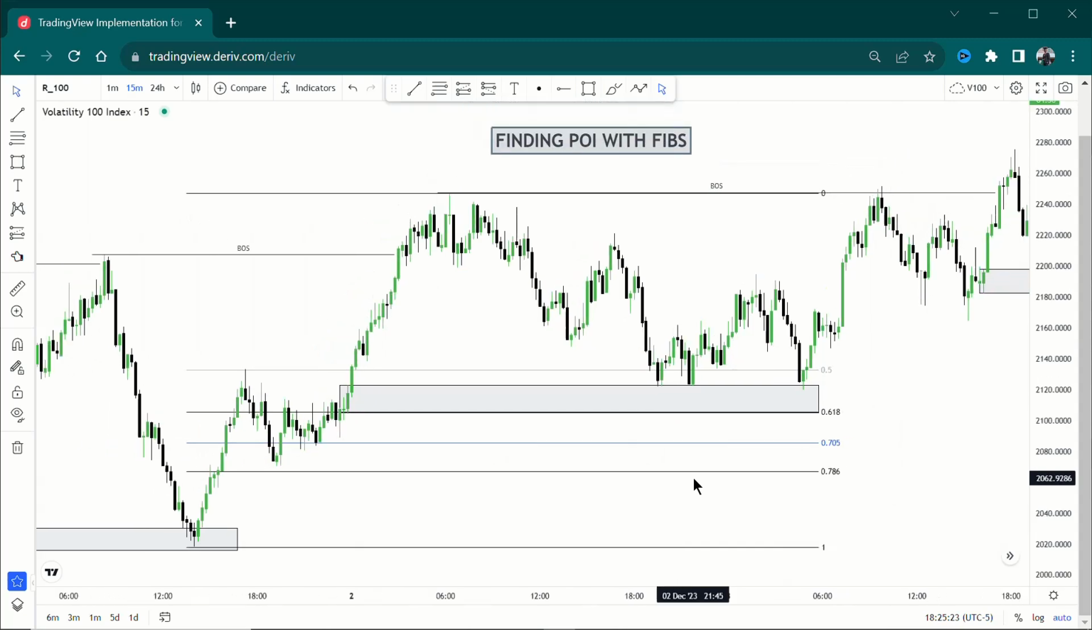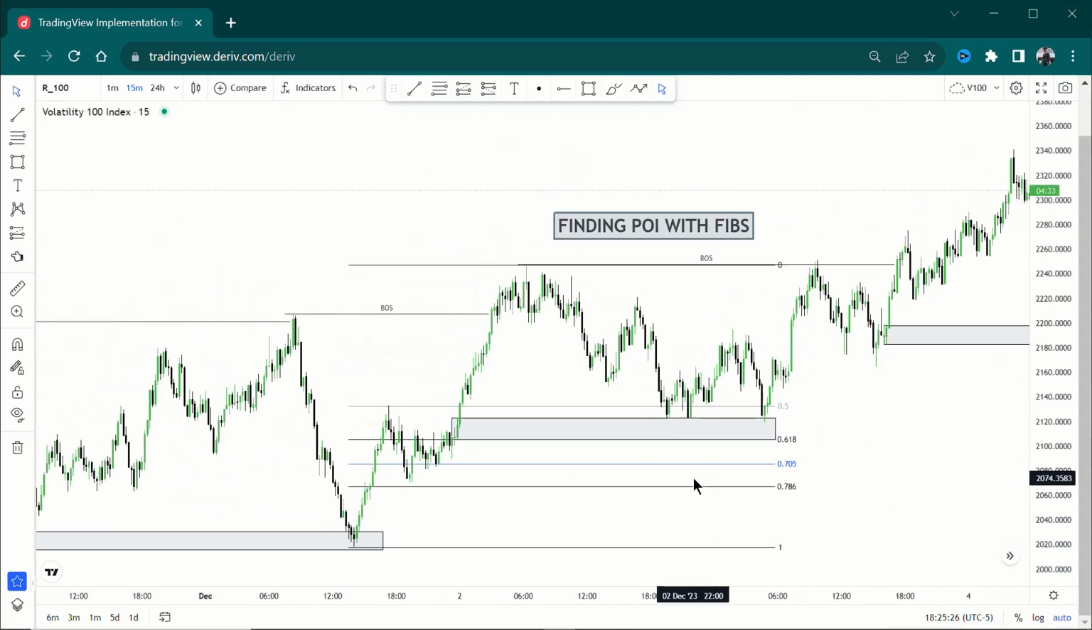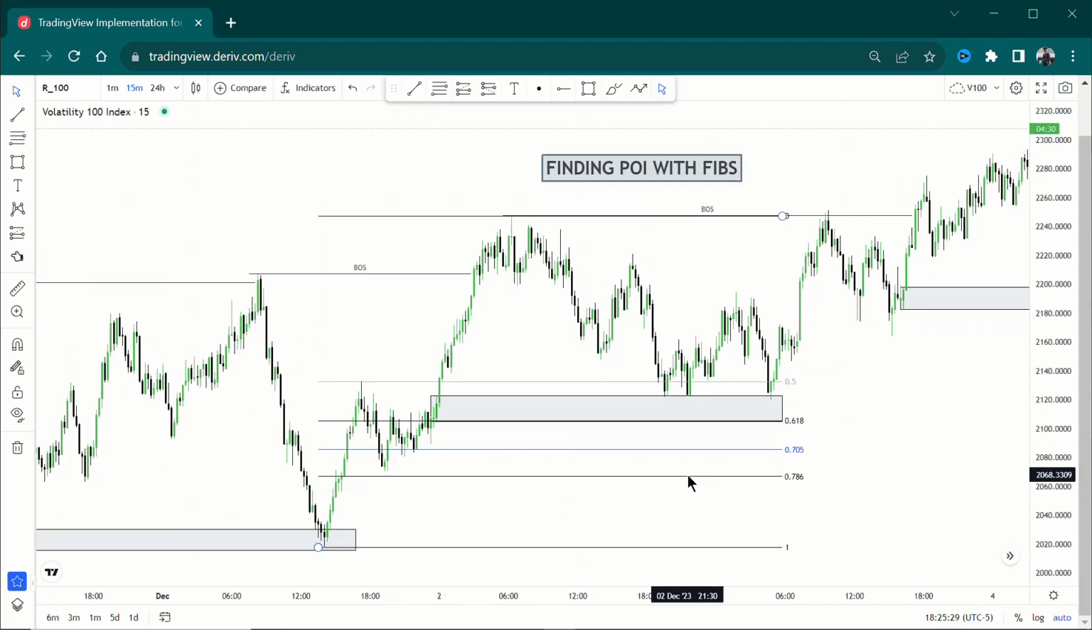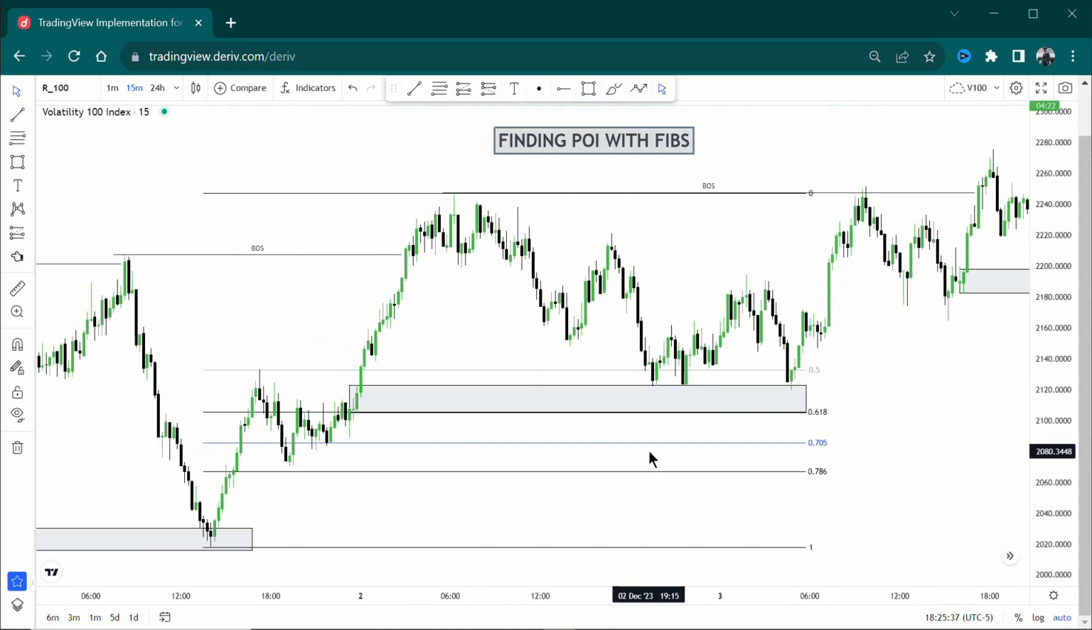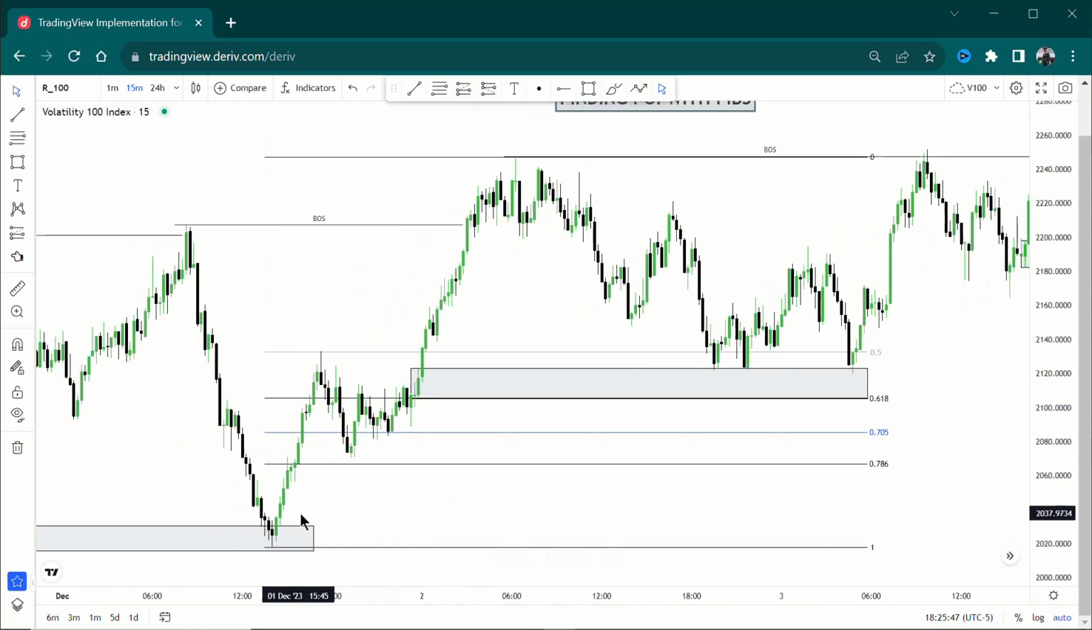I said in the beginning that Fibonacci retracement is going to help you find your POIs. For me, I only draw two POIs: the decisional POI and the extreme POI. The extreme POI is the last POI that you find in this leg here. Let me remove this first. This is the extreme POI here.